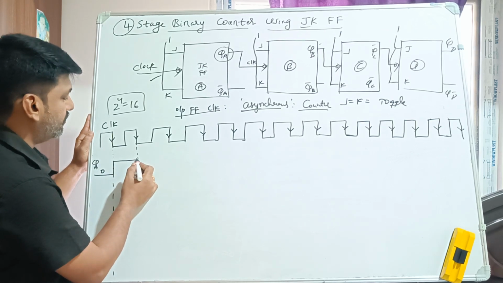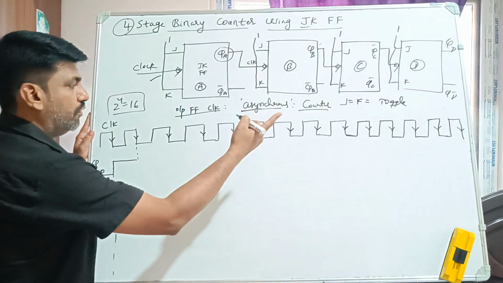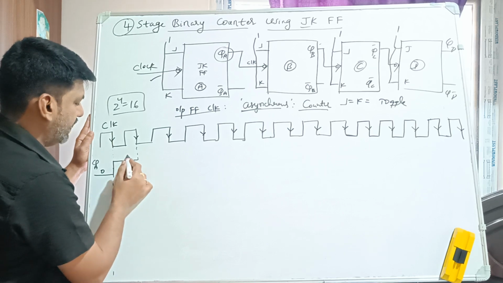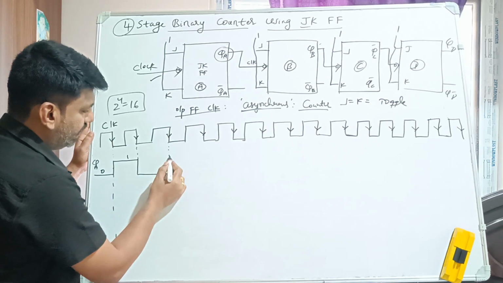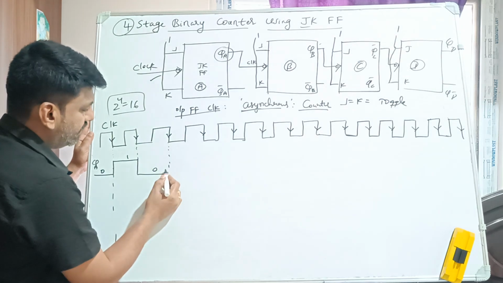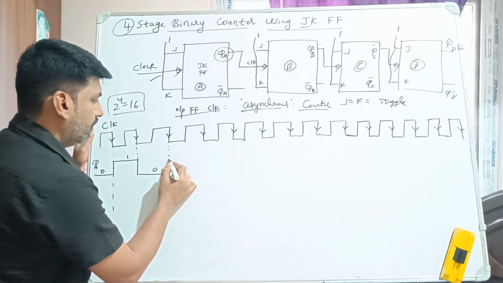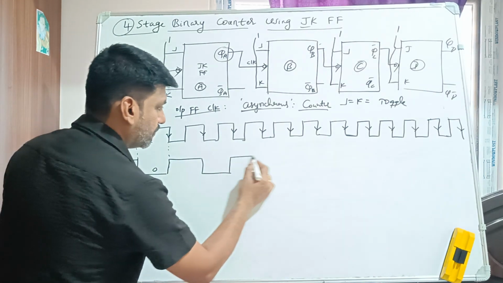So at this case, what should happen? Again negative edge, and both are 1, 1. When both are 1, 1, toggling should happen. Means 1 is there, now it should become 0. This will go up to the next negative edge clock, right? So at this case, toggle means previously it is 0, now it should be 1. So this continues up to the last stage.